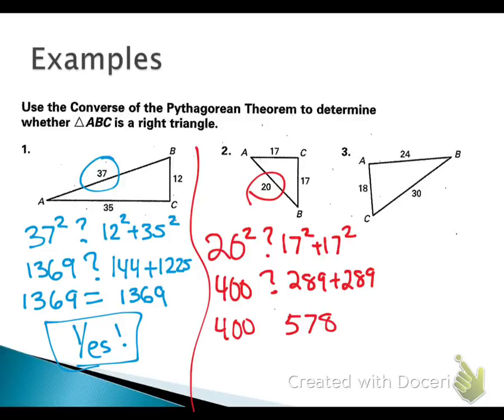The big mouth is opening or eating which one? The 578. So that's actually the less than symbol because you read it from left to right. 400 is less than 578. So what type of triangle is this? It's not right, but what is it? When you have the less than symbol, it's acute.